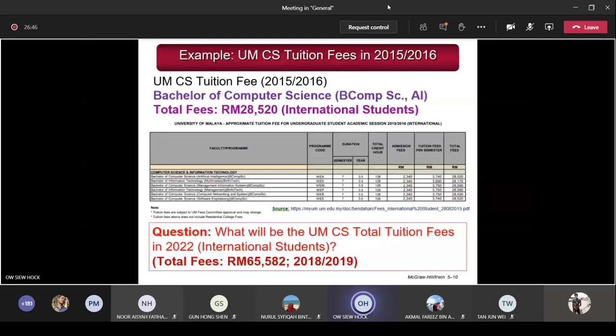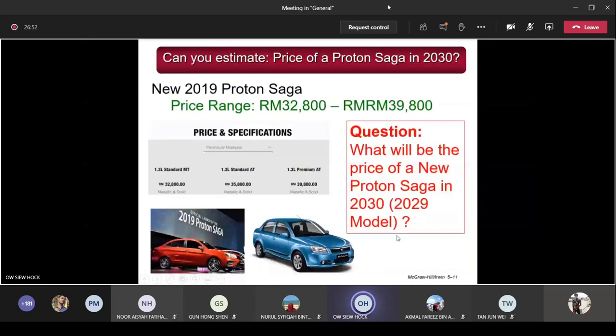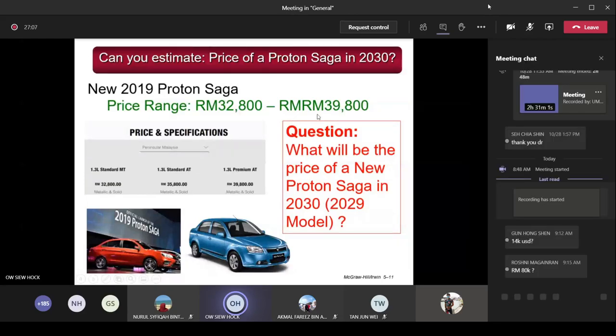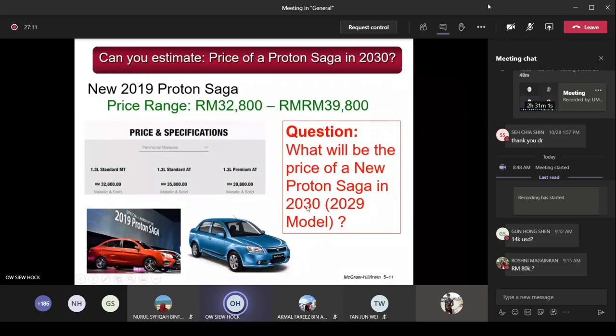Definitely if it is something very far away, let's say for example, now this is the price of the Proton Saga, a new launch for 2019. The price range is within 32,800 and, sorry, I typed 39,800 here, okay? This one is the current price, roughly, and it is based on the different models. So the question is, if you are asked to estimate the price to buy this Proton Saga, what do you think will be the price of a new Proton Saga? Let's say there's a new model that they produce in 2029 and you're going to buy in 2030. Do you think you can give a good estimate?